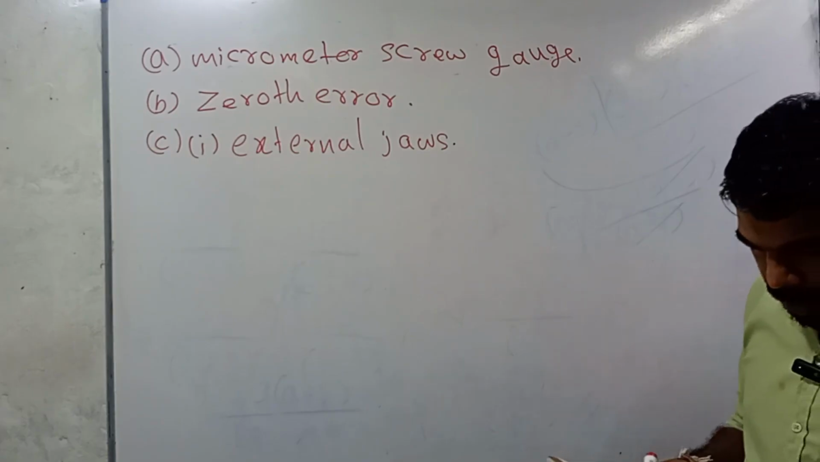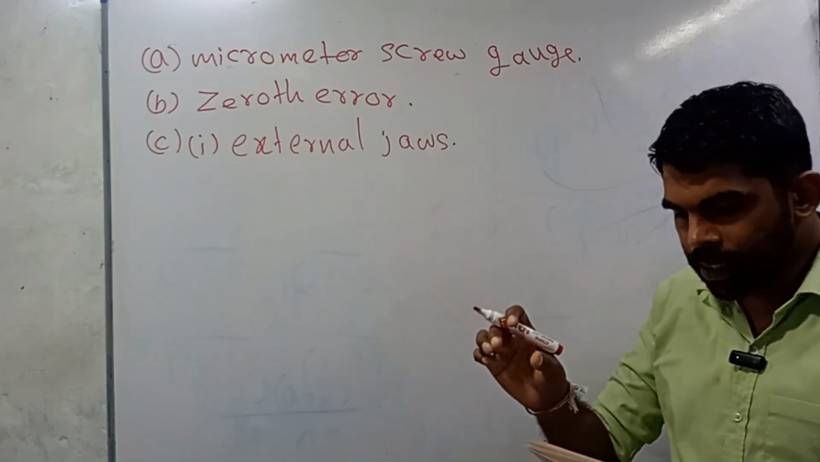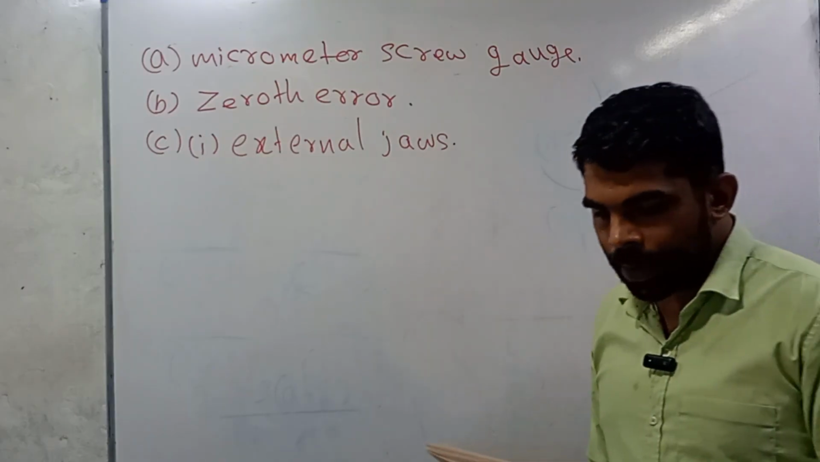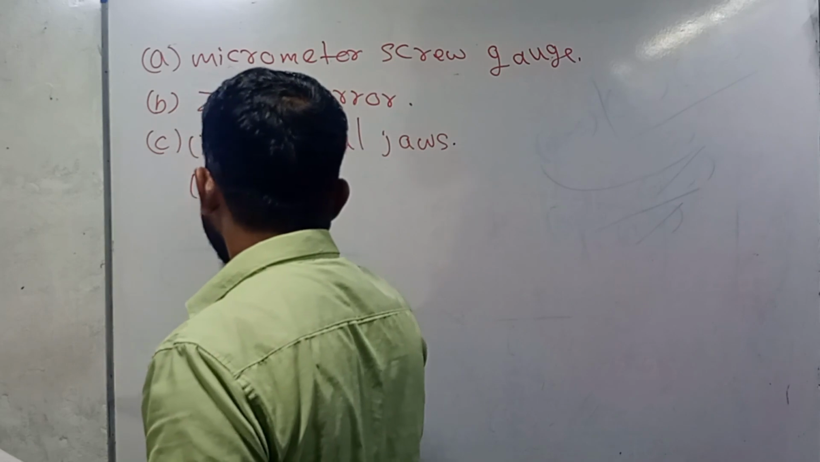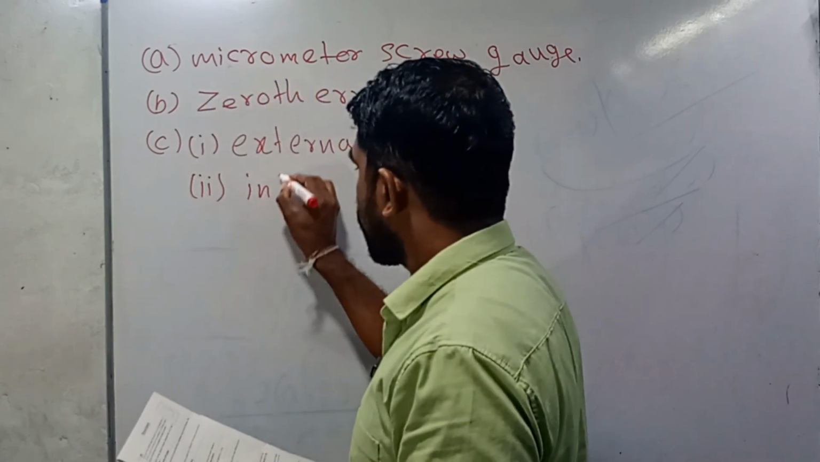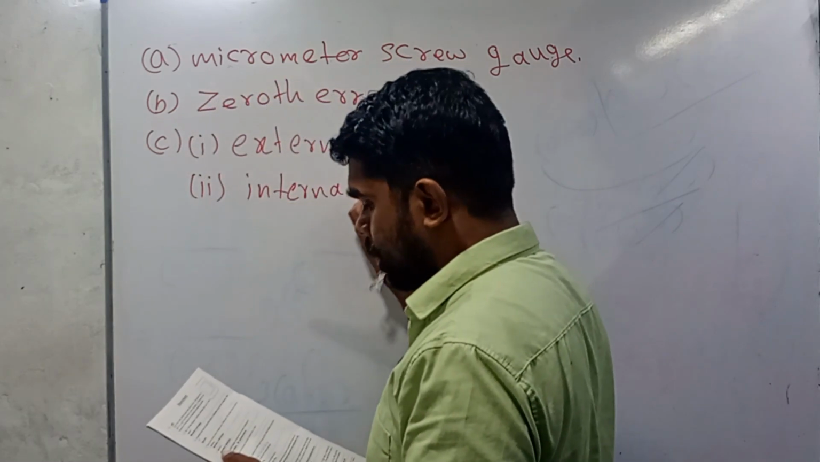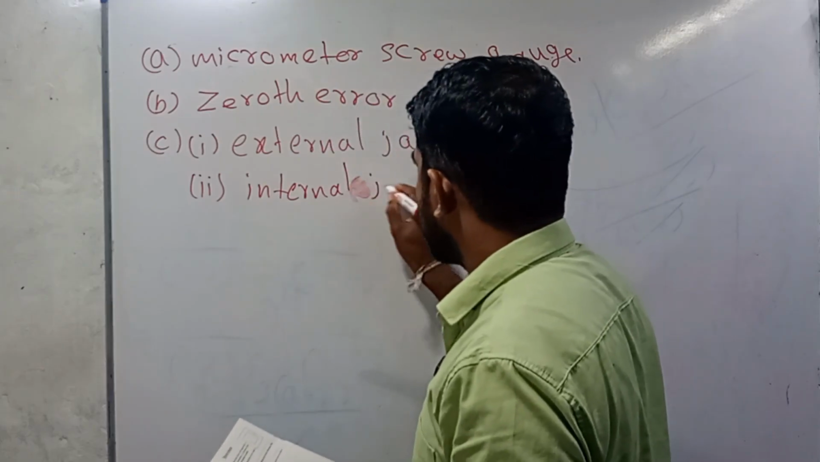Then part 2, determine B. B is the length of the hole. When measuring the length of the hole, we can use internal jaws. Internal jaws.